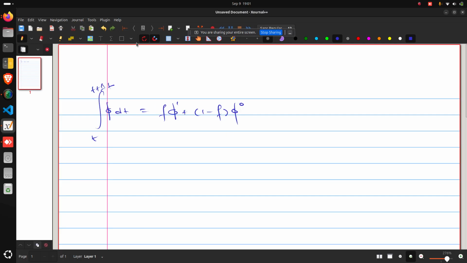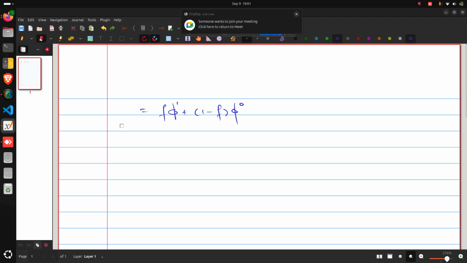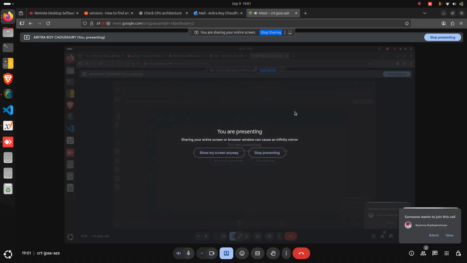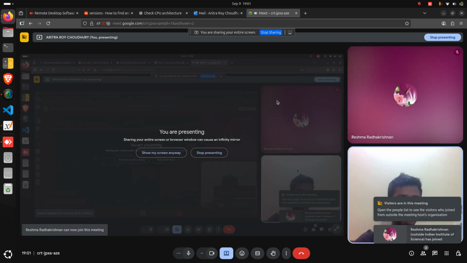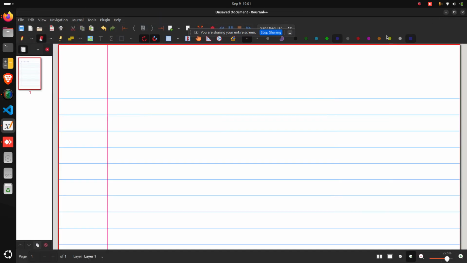So here what we will do is try to see how the different time stepping schemes that we have seen play out, and how stable they are. Okay, so let's begin by writing down the unsteady diffusion equation.